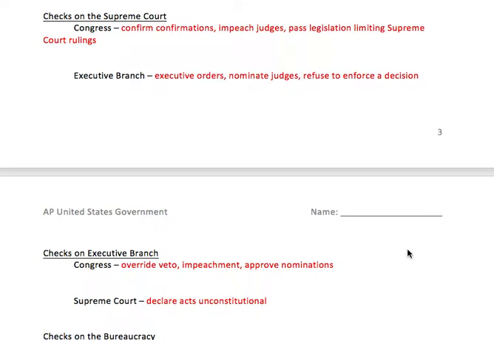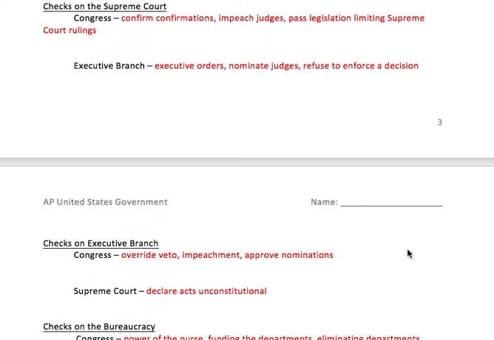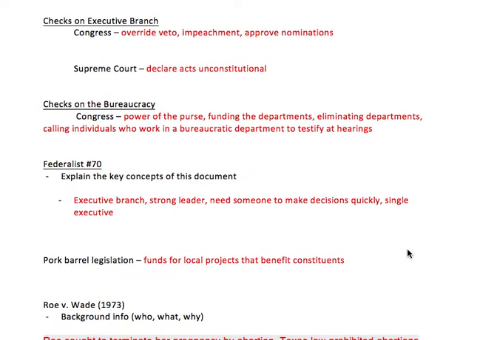If you're the executive branch, you can limit decisions by passing executive orders, refusing to enforce the decision, and the other way you have a check on the Supreme Court is nominating judges. Different checks on the president of the executive branch: as Congress, you can override a veto made by the president. You can impeach the president, and you approve all nominations. And the Supreme Court can check on the executive branch by declaring acts that the president is doing unconstitutional.